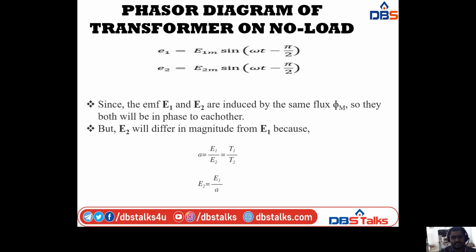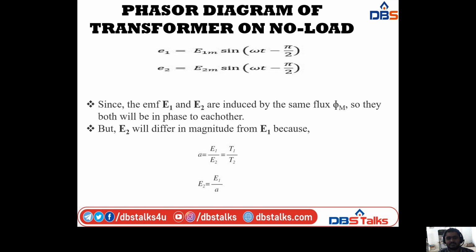Since the EMFs E1 and E2 are induced by the same flux phi m, they both will be in phase to each other. That means E1 and E2 are in the same phase. But E2 will differ in magnitude from E1, because the transformation ratio A is equal to E1 by E2, that is equal to T1 by T2. So from this I am writing E2 is equal to E1 by A. This is the only difference between E2 and E1 in the no load transformer.